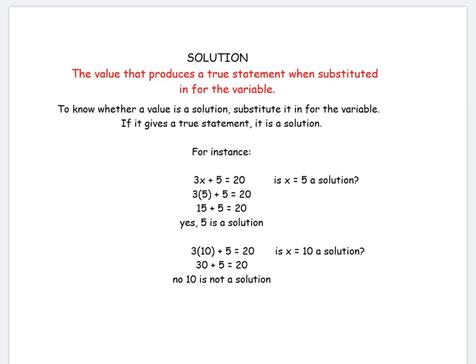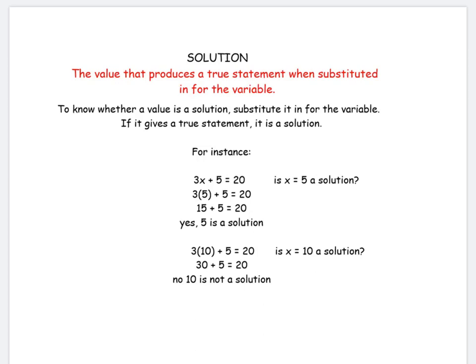The first thing to look at with an equation is what is a solution. A solution is a value that produces a true statement when substituted in for the variable. So to check if something is a solution, like for the equation 3x plus 5 equals 20, in order to check if 5 is a solution, you have to substitute the 5 anytime that you see an x in that equation. So instead of 3 times x plus 5 equals 20, I would have 3 times 5 plus 5 equals 20. Then after I substitute, I have to follow the order of operations.